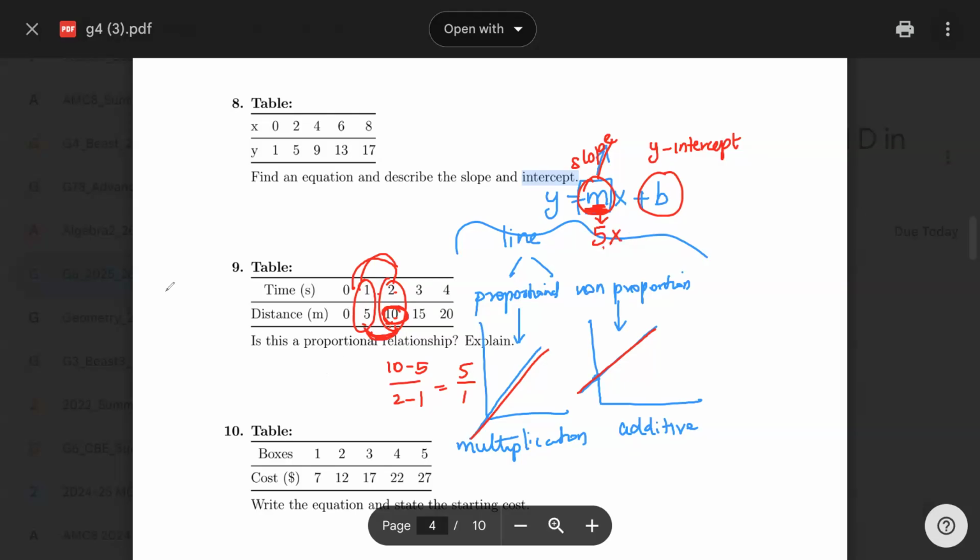What is the y-intercept here, guys? Who can tell me what is the y-intercept in this table? 0, because this is y, this is x. The y value is 0 when x is 0. So that is 0. So the equation for this table is y equal to 5x. Make sense?